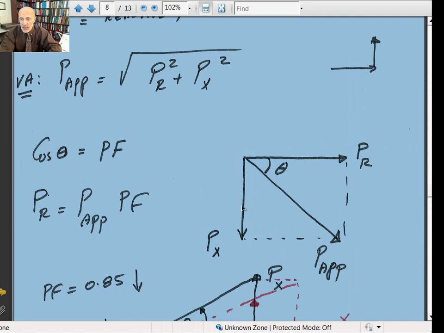Again, this reactive power is not dissipating. That's a shuttle power that bounces back and forth from the source to the load, the capacitive part of the load, and it does not dissipate. Half a cycle you store it, and the next half a cycle you release it back to the source.